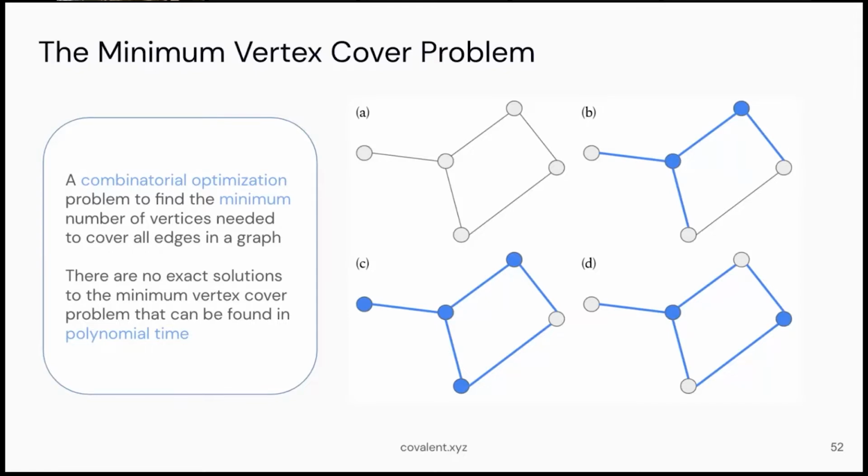If we go down to C, now we've chosen all but one of our vertices. All of our edges are covered. That looks good, but we have to remember that we're trying to find the minimum number of vertices needed to cover all edges. So that's what we get in D with this approximate solution, where we have these 2 different vertices and they're covering all of the edges in the graph.